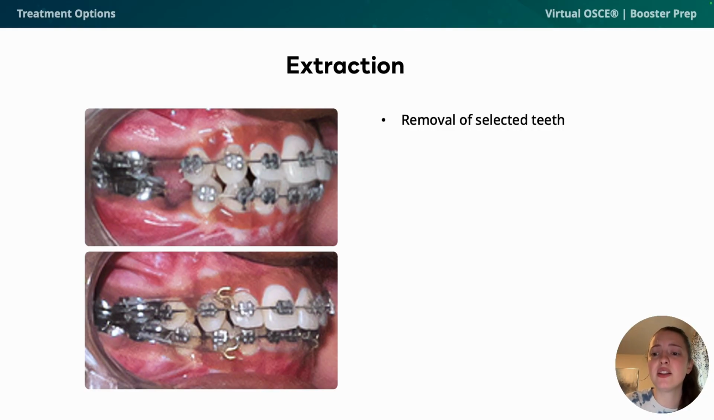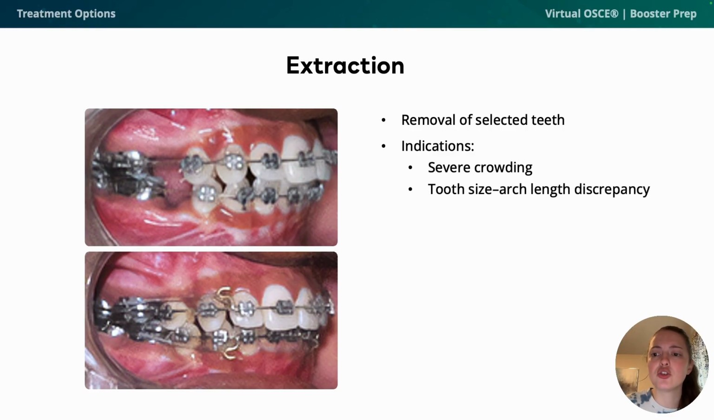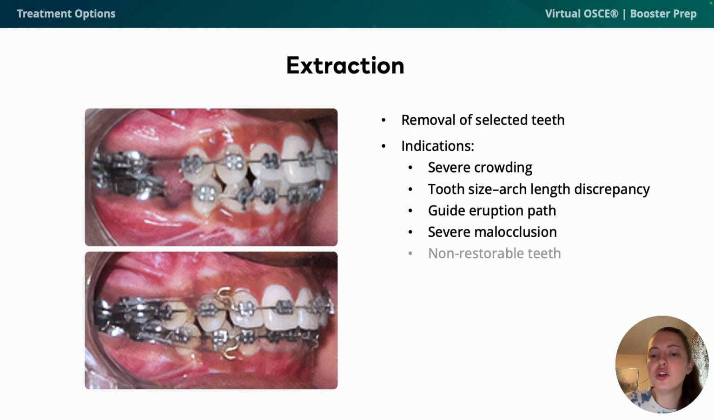And this can present in a lot of ways, as severe crowding, as tooth size arch length discrepancy, to guide an eruption path, severe malocclusions, or just if a tooth is non-restorable. Now, let's go through these. If a patient has severe crowding, then some of the teeth may be blocked out of the arch or may not fit, so some teeth will need to be extracted. For patients with severe crowding, we usually take out 4 premolars, or if the crowding on the lower arch is not as bad, then we may take out just 1 mandibular incisor.